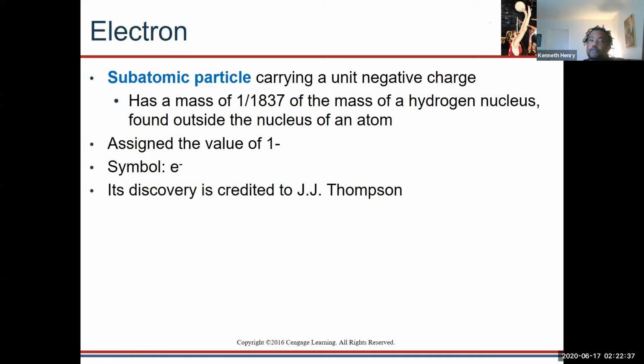Okay, good. So let's talk about the electron. Dalton had said things were indivisible, but we have subatomic particles, right? One of those subatomic particles is the electron. Electron has a negative charge associated with it. It also has a mass that is really, really small compared to the mass of a hydrogen nucleus, which is primarily a proton. A proton weighs pretty heavy. It's 1,837 times heavier than an electron.